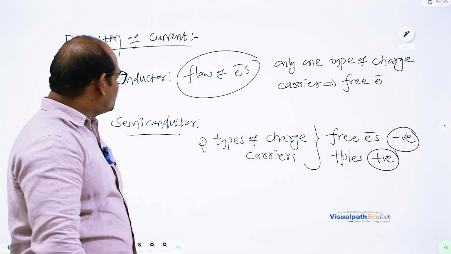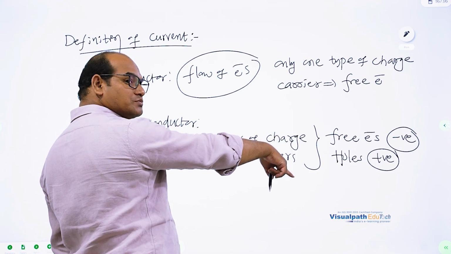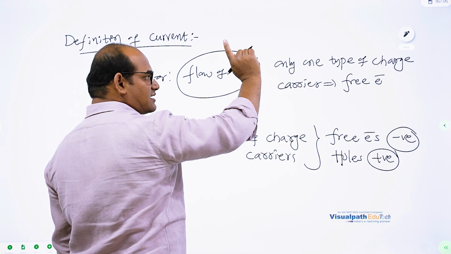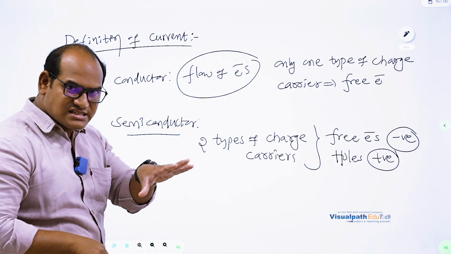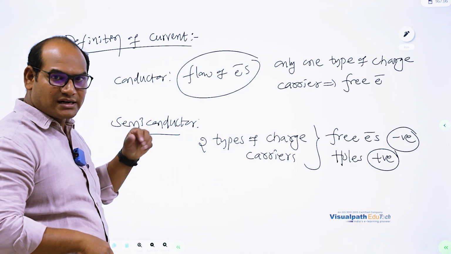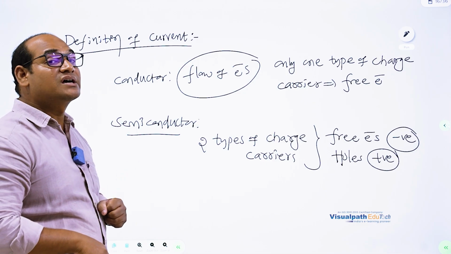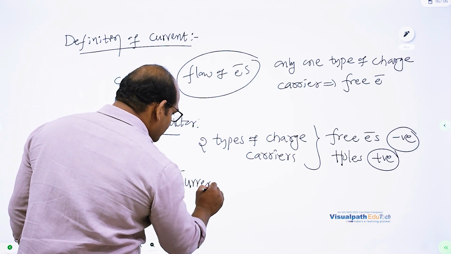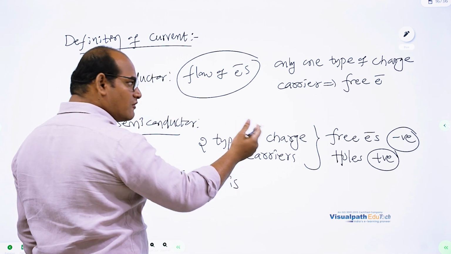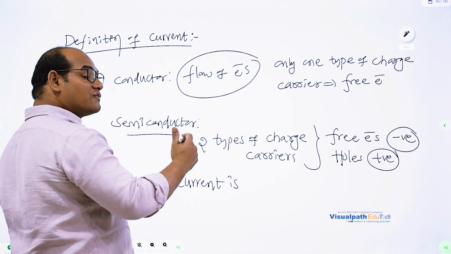Okay. So here current is due to these two. Here current is due to only free electrons. So when you say current is the flow of electrons, the definition is not valid in case of the semiconductors. So how to tell the definition of the current in case of the semiconductor? Current is flow of free electrons and current is flow of holes also.